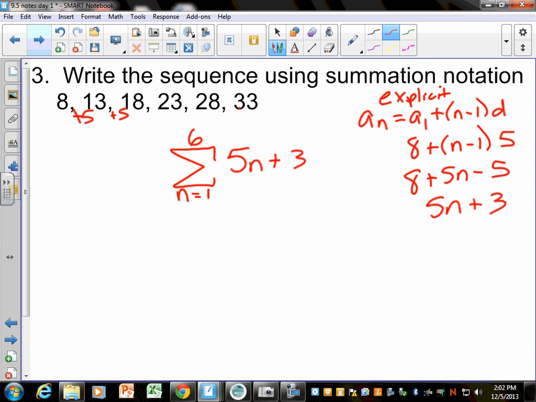And you can check that you did this. If we plug 6 in here, 5 times 6 plus 3, does that give me my last term? Yeah, so it's kind of a nice little check that this would be the summation notation for that problem.